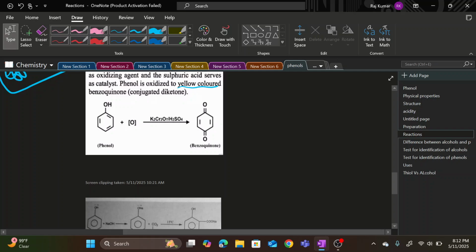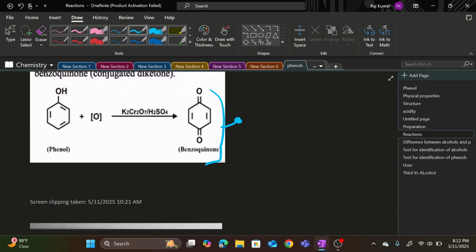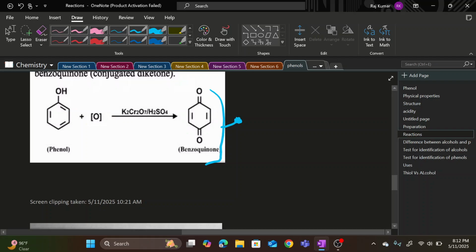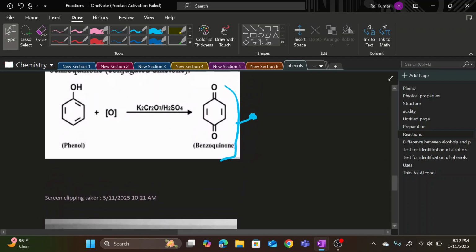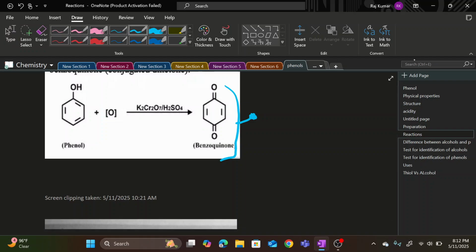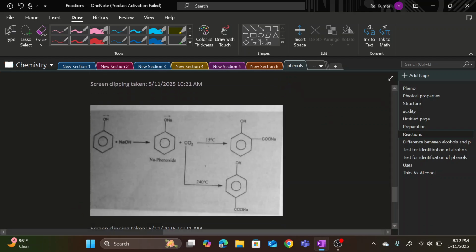And that benzoquinone has a lot of applications in medicine, because it is used for the preparation of antibiotics and pharmaceuticals. It is used as a staining agent in biological specimens, and it is also used as a photograph detaching agent, and these are some of its importance.